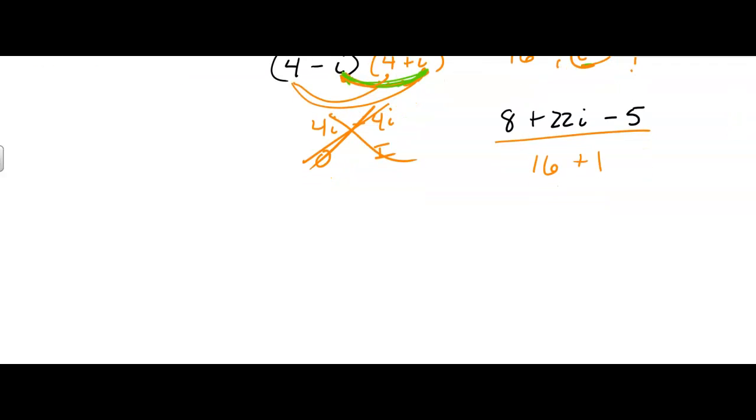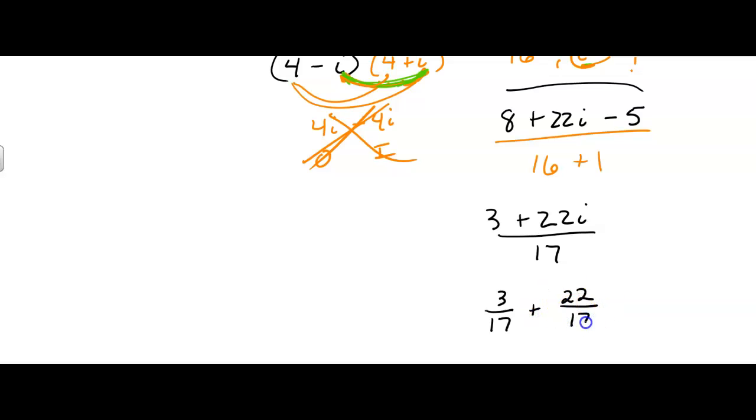We have 8 minus 5. That's 3 plus 22i over 17. But remember, we want to write it in a plus bi form. So it's going to be 3 over 17 plus 22 over 17i. The fractions don't simplify, so we're done. Sometimes the fractions do simplify, but not this time.